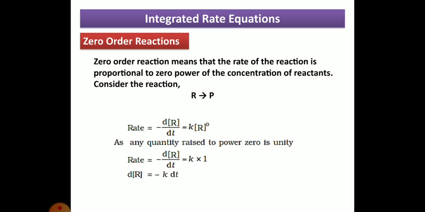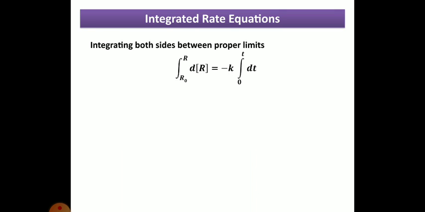This raised to 0 term indicates its concentration. As a quantity raised to power 0 is unity, its value becomes 1. So what will remain is minus d by dt of concentration of R is equal to k. By rearranging, we can write d concentration of R is equal to minus k into dt.